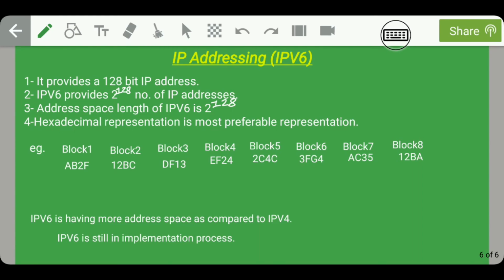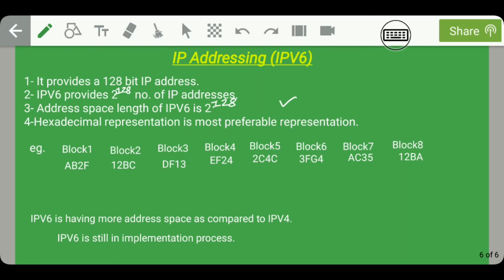Guys, moving on, let's talk about the second type of IP addressing, that is IPv6. So the main feature of IPv6 is that it provides a 128-bit IP address, and IPv6 provides 2 raised to the power 128 IP addresses. That is, in IPv6 there are 2 raised to the power 128 IP addresses, each of size 128 bits. In other words, we can say that the address space length of IPv6 is 2 raised to the power 128.